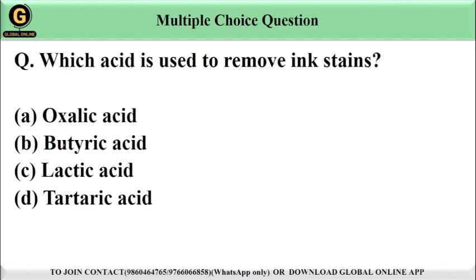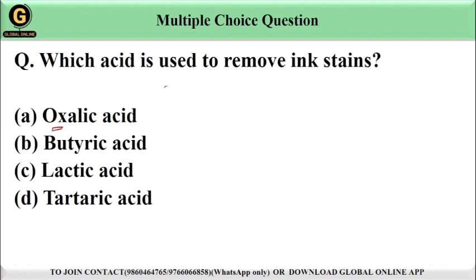Which acid is used to remove ink stains? Options are given: A. Oxalic acid, B. Butyric acid, C. Lactic acid, and D. Tartaric acid. So, oxalic acid is commonly used to remove ink stains. It works by breaking down the ink, which makes it easier to remove from fabrics.